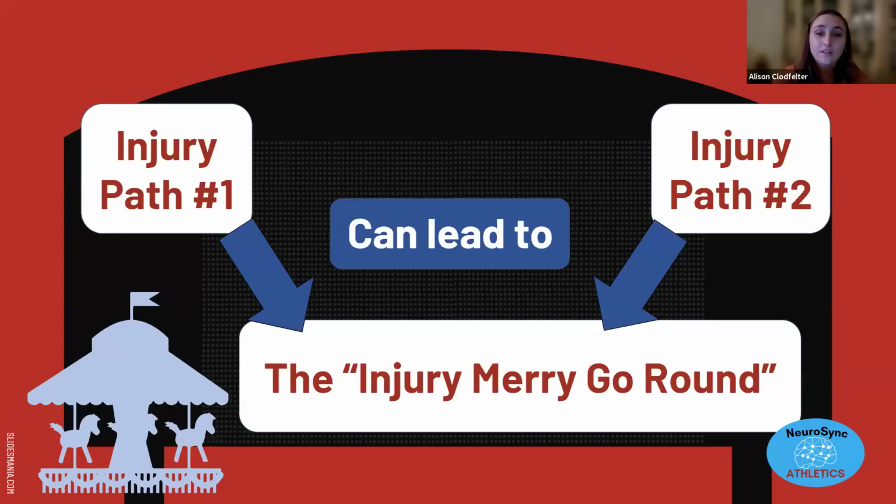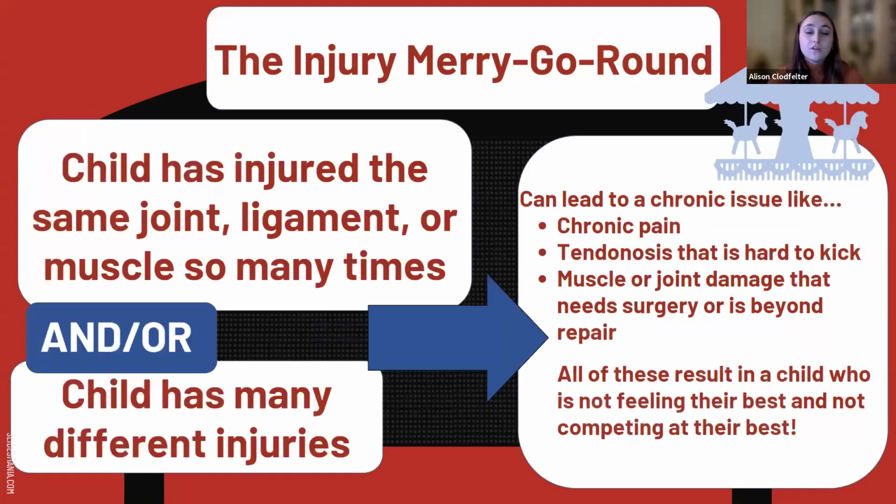So injury path number one or injury path number two might lead to the injury merry-go-round. So the injury merry-go-round occurs when a child has injured the same joint, ligament, or muscle so many times, or your child has many different injuries. And this can lead to a chronic issue like chronic pain, tendinosis that's hard to kick, muscle or joint damage that eventually needs surgery or is beyond repair.